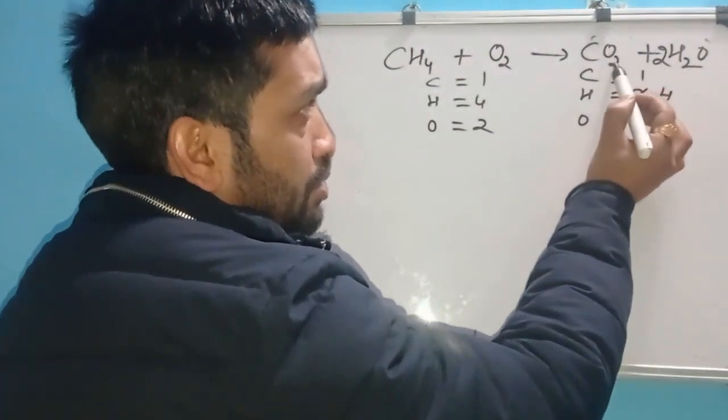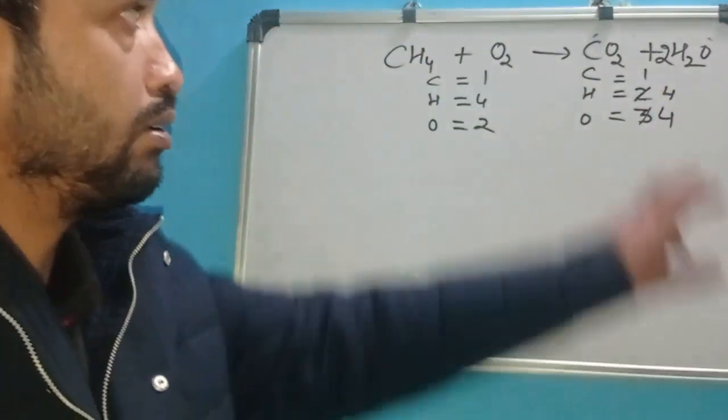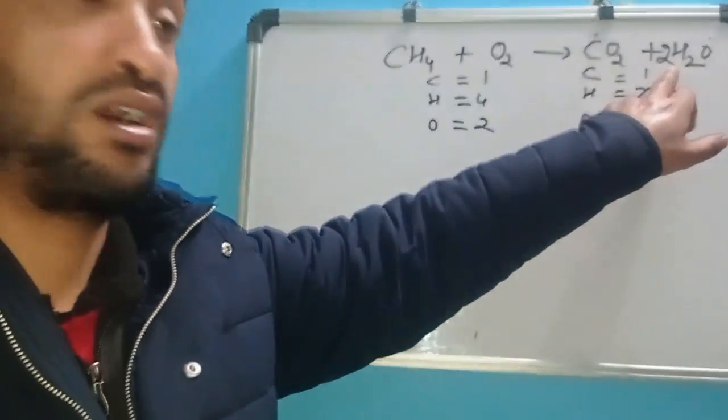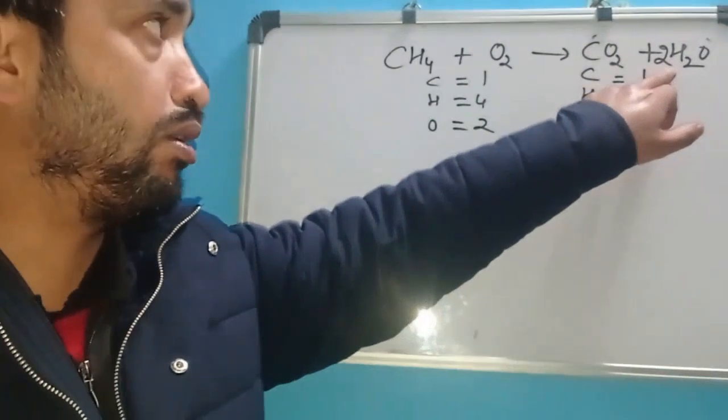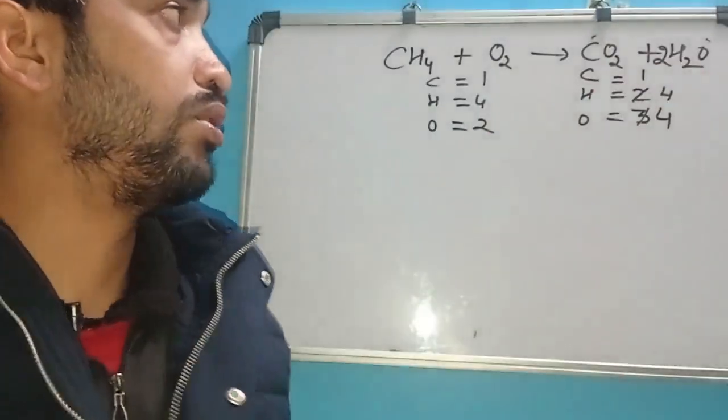oxygen is 2 plus 2, total 4. 2 from CO2 and 2 from this twice water molecule. It's twice water molecule now. So 2 into O plus 2. So 2 plus 2, 4 is here.